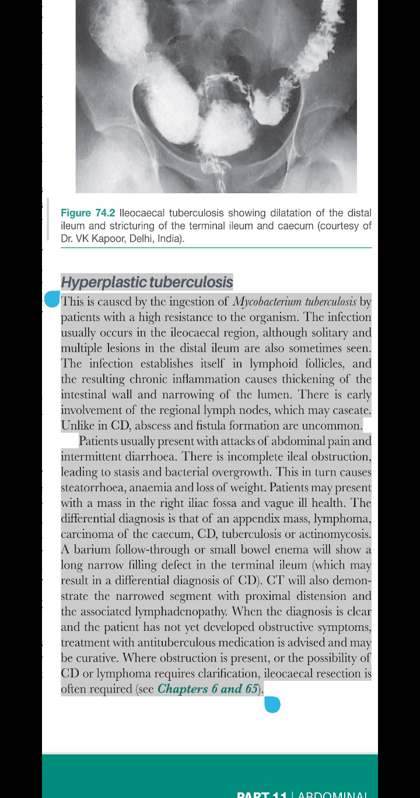A barium follow-through or small bowel enema will show a long narrow filling defect in the terminal ileum, which may result in a differential diagnosis of CD. CT will also demonstrate the narrowed segment with proximal distension and the associated lymphadenopathy. When the diagnosis is clear and the patient has not yet developed obstructive symptoms, treatment with antituberculous medication is advised and may be curative. Where obstruction is present, or the possibility of CD or lymphoma requires clarification, ileocecal resection is often required. See chapters 6 and 65.